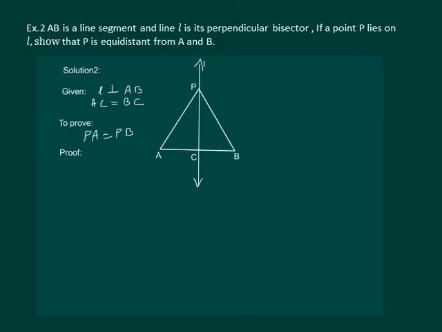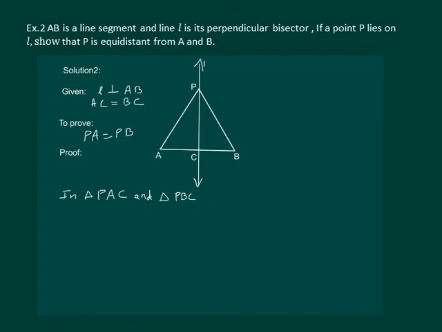Clearly, if we can prove these two triangles congruent, then by CPCT, the two sides will be equal. So let us first check the correspondence. Clearly, C is a common vertex and P is also a common vertex. So the correspondence has to be that A corresponds to B, C to C and P to P. So let us check the triangles PAC and PBC.